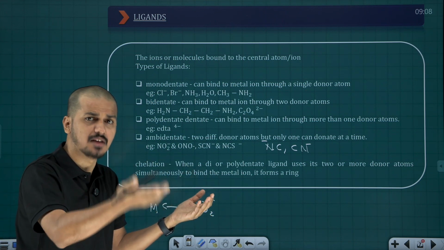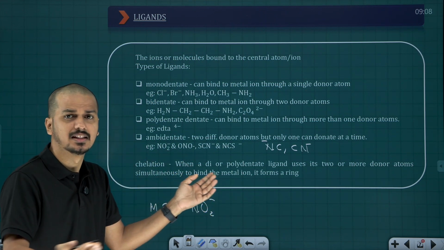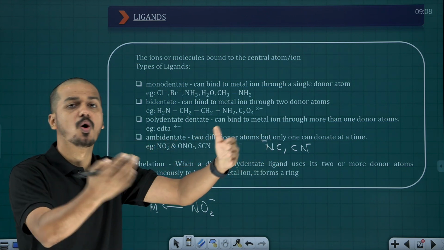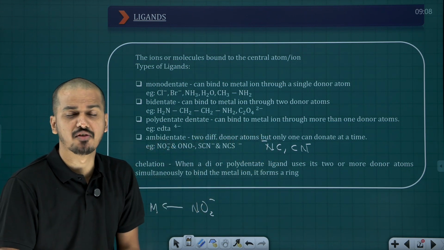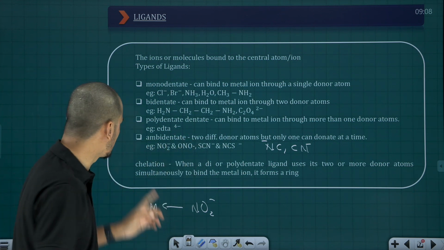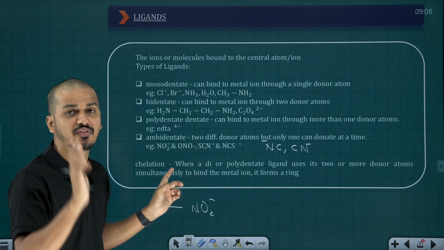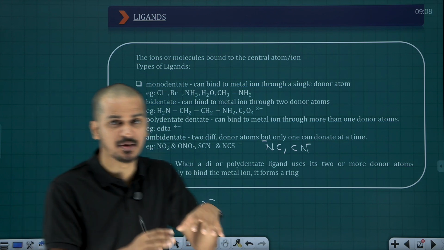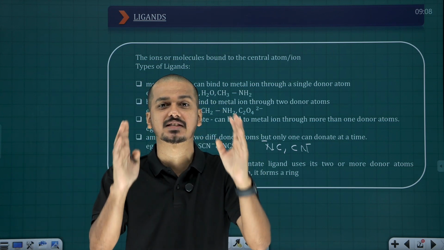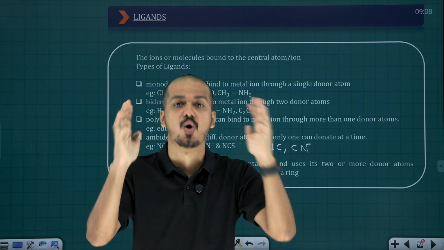If it is more than one dentate, what will happen? Didentate or polydentate means they can bind to the central metal atom through more than one atom. Automatically they will form what? They will form a cyclic ring-like structure. That phenomenon is called chelation. If chelation is there, you have to keep in mind that the stability of the complex ion will be more.